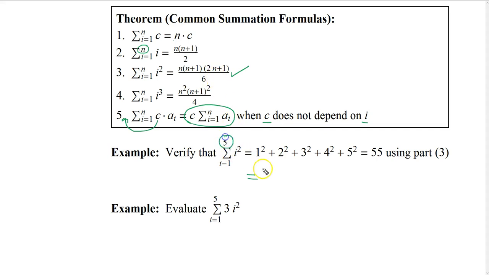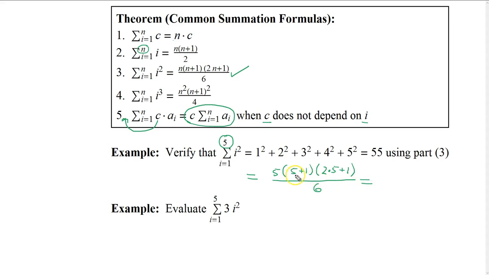That's what our n is. So we just plug that into the formula. 5 times 5 plus 1 times 2 times 5 plus 1 divided by 6.